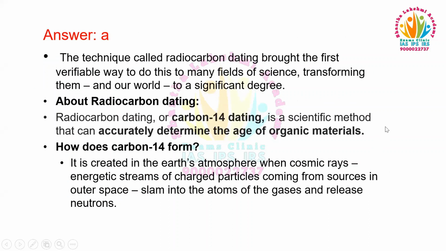The technique called radiocarbon dating brought the first verifiable way to do this, transforming many fields of science and our world to a significant degree. Radiocarbon dating, also known as carbon-14 dating, is a scientific method that can accurately determine the age of organic materials. How does carbon-14 form? It is created in the Earth's atmosphere when cosmic rays, energetic streams of charged particles coming from sources in outer space, slam into the atoms of gases and release neutrons.